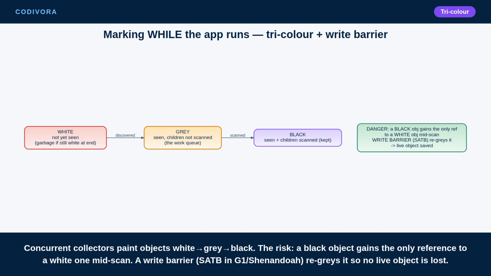But there's a danger unique to running concurrently. The app can make a black object, already fully scanned, point to a white object, and at the same time delete the last other path to it. That white object is live, but it would be swept, a corrupted heap. The fix is a write barrier, a few instructions the JIT adds to every reference write. G1 and Shenandoah use SATB, snapshot at the beginning, graying the overwritten reference, so no live object can ever slip behind the marker unseen.